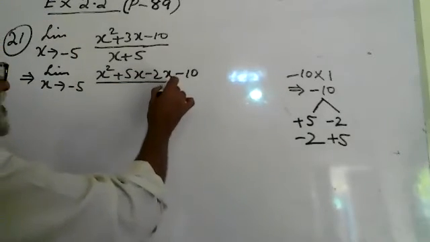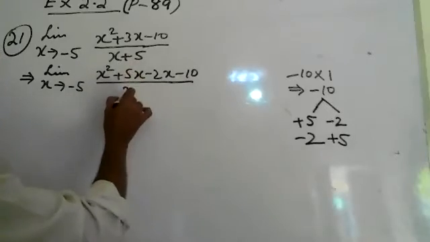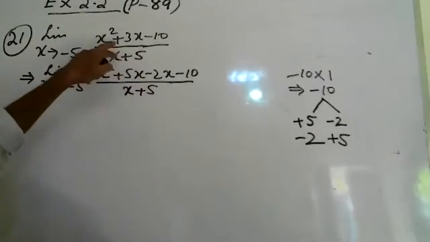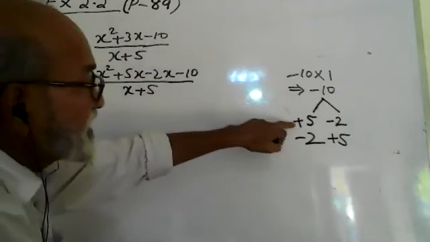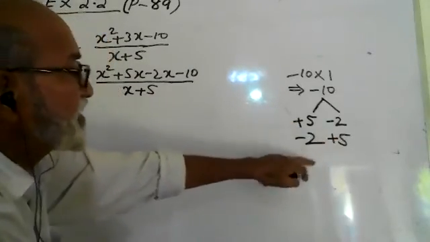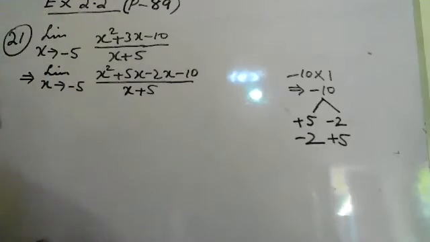The same thing. And here x plus 5. The larger number must have this sign. So the larger number is the second one, this is positive. The smaller number is negative.